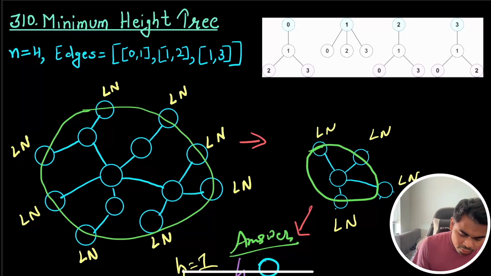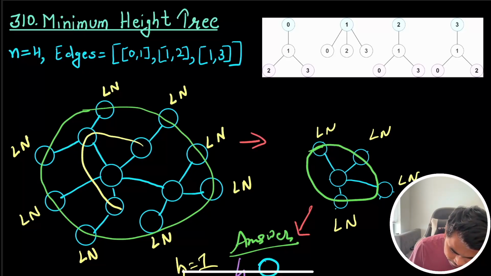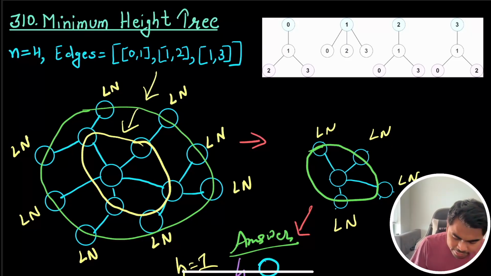and then later, if you find a node whose in degree is now also 1, you will add it to your leaves, and you will keep doing that. So you are basically moving level by level inside, such that you get to either the center node or nodes.